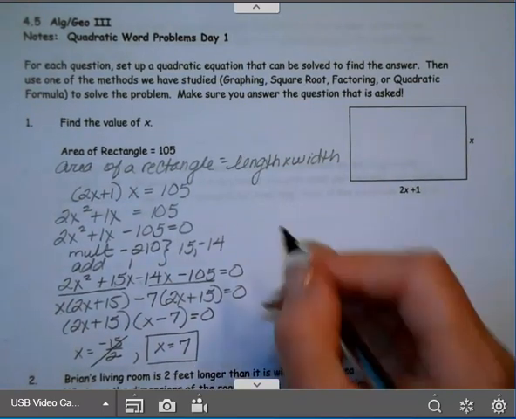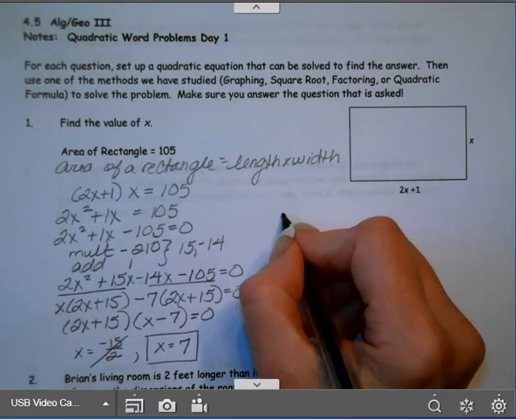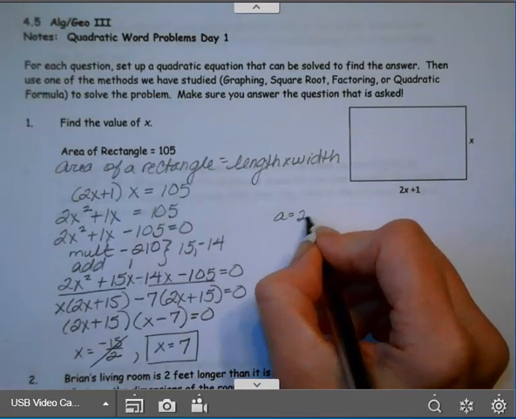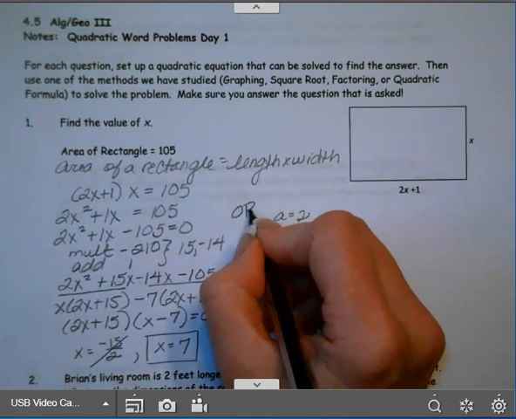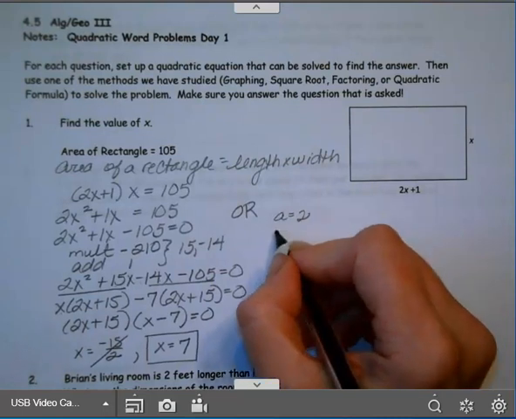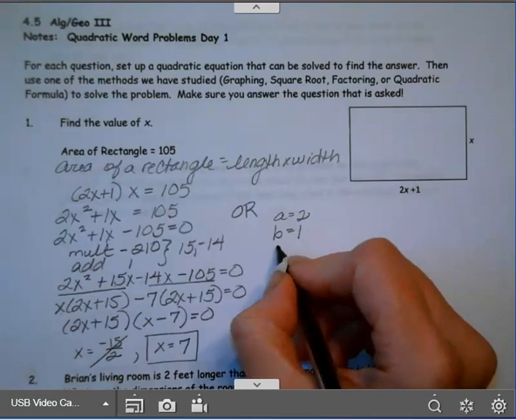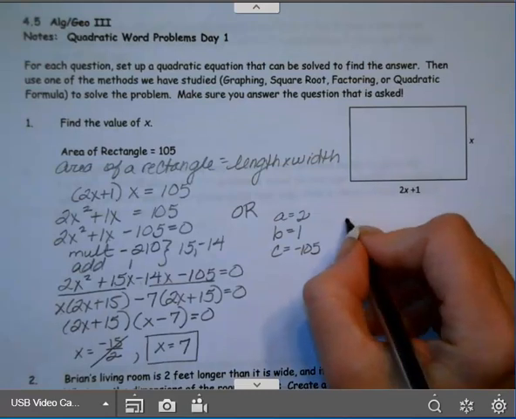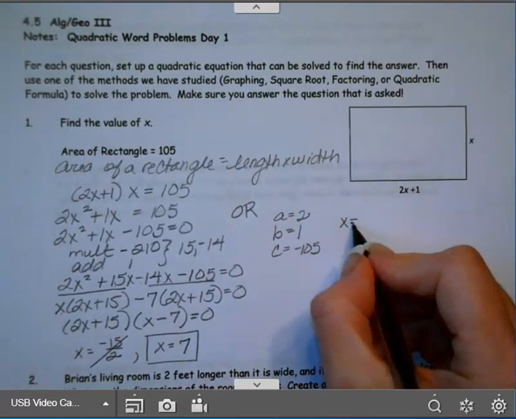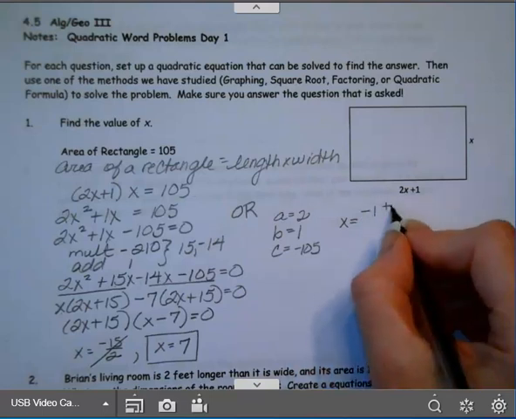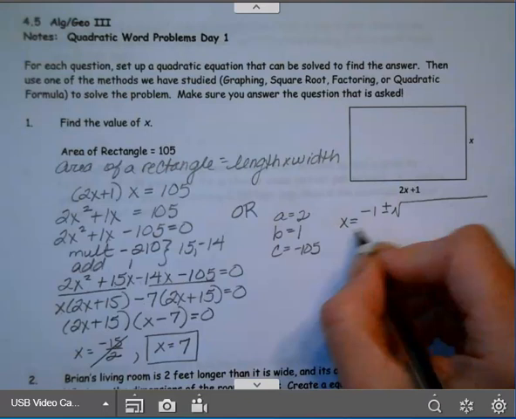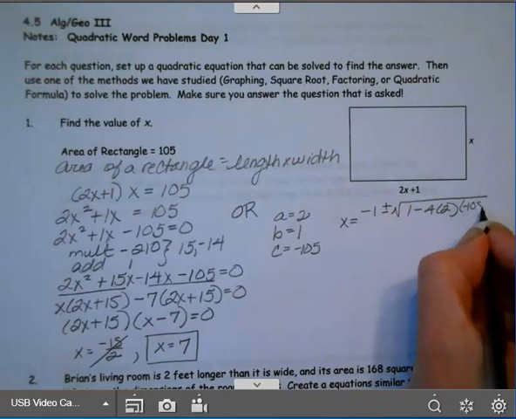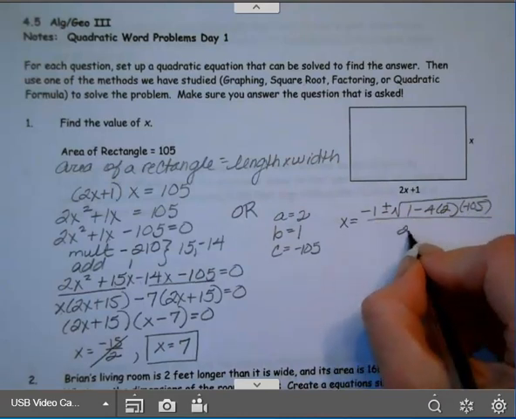Since you have to split the middle, the quadratic formula really isn't any more in length than the split the middle on the factoring. If you would solve this with the quadratic formula, I'll go ahead and write an or here. A is 2, B is 1, C is negative 105. You don't have to do this both ways, just pick one. And so quadratic formula, you'll have x equals the opposite of b, so negative 1, plus or minus the square root. B squared is 1 squared, which is 1, minus 4 times a times c, all divided by 2 times a.